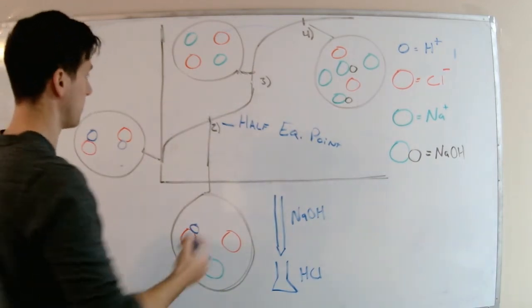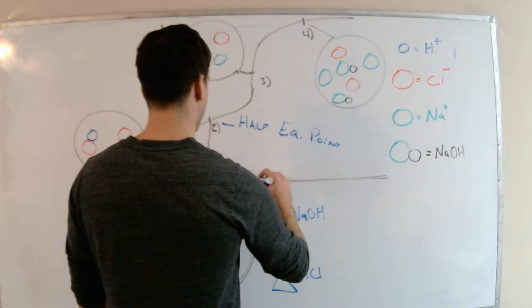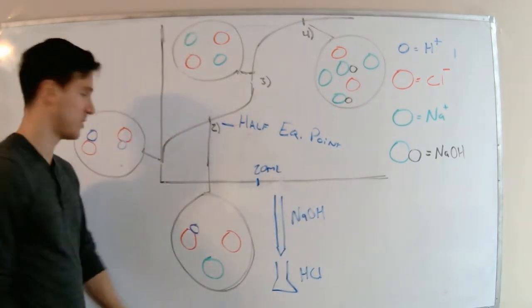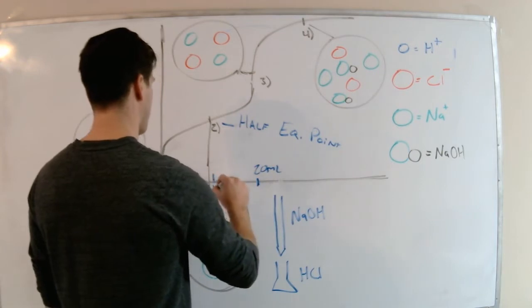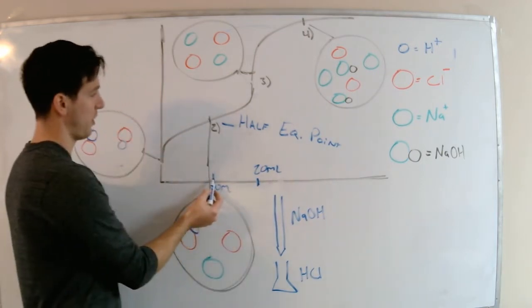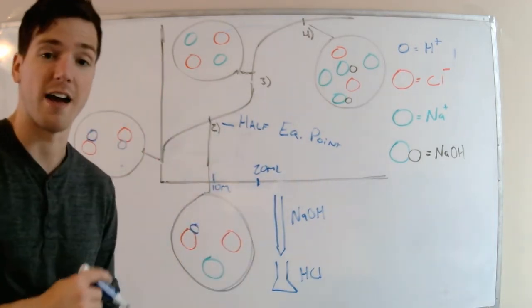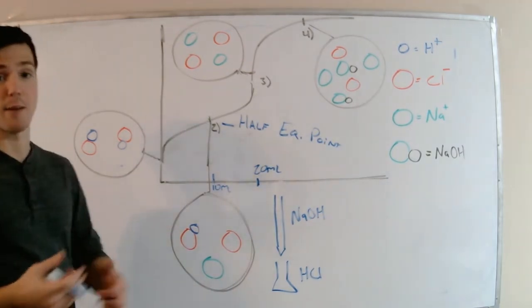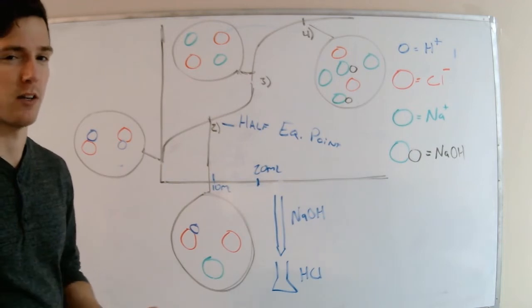Another thing you could do is that, say at the equivalence point, our volume was 20 milliliters. Well, what you could do is just find the 10 milliliter volume, go up, and that will also be your half equivalence point. So let's go ahead and look at this and see what's happening now at a molecular level.